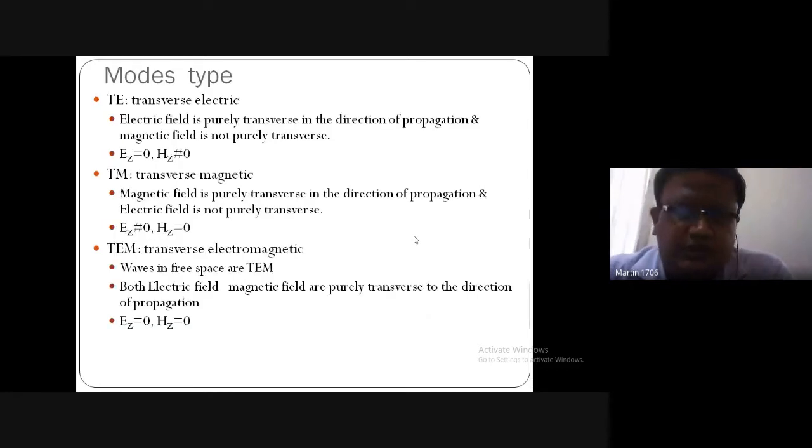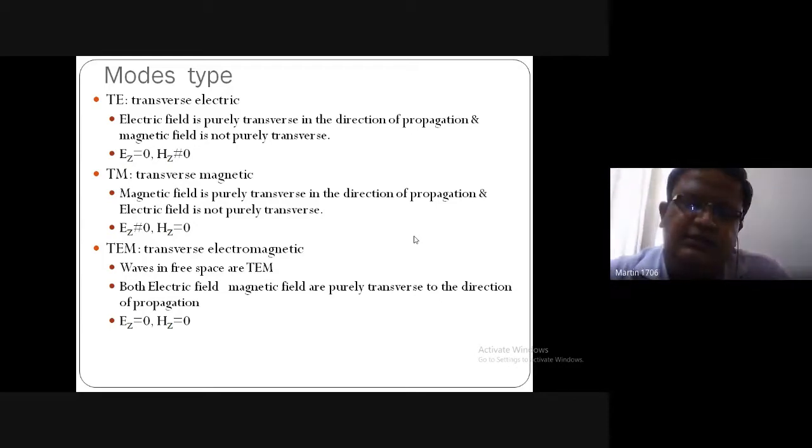Okay. So there are different types of modes. There are basically three types: transverse electric, transverse magnetic, and transverse electromagnetic. You can see the conditions and the definitions for each. In the transverse electric mode, the electric field is purely transverse to the direction of the propagation.